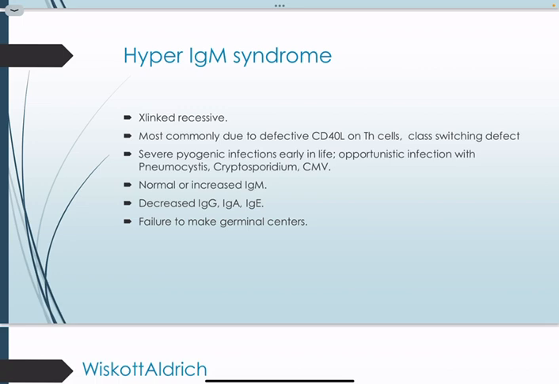So they will have normal or increased IgM, however, low IgG, low IgA, low IgE. And there's failure to make germinal centers in lymphoid tissue. Okay. Any question?